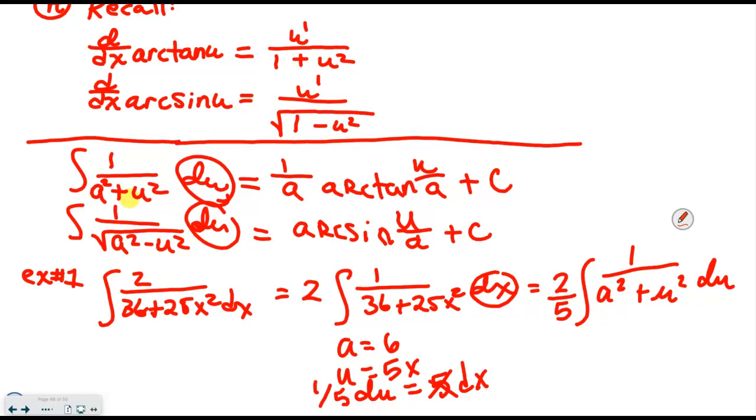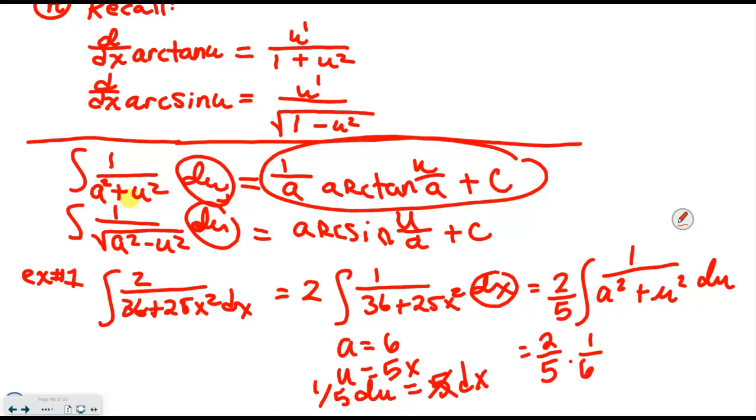All right, so now I'm going to use my model. The 2/5 is there irrespective of the model. The 2 came out front because it's sitting on the top, and the 5 is on the bottom from a fraction correction. So that has nothing to do with this guy right here. So now I have to use this guy. 1 over a, what's my a? 6. Arctan of 5x over 6.